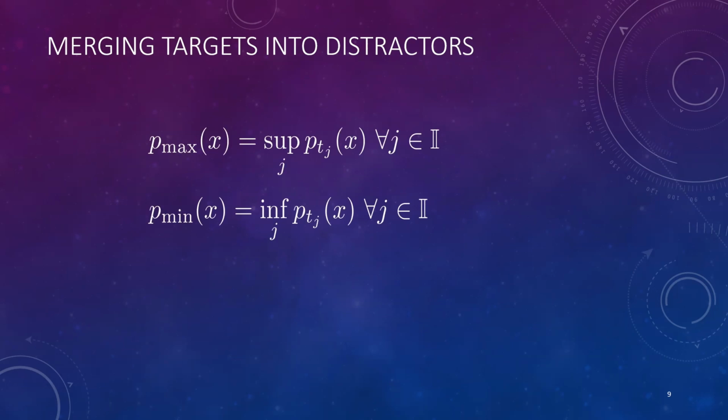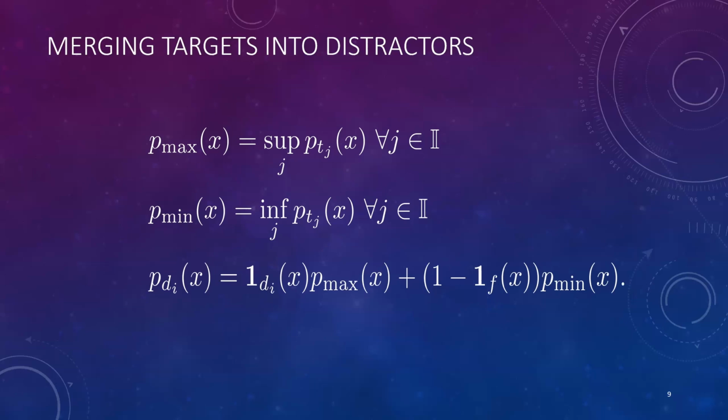Now we want to merge probabilities from multiple targets. In each pixel, we let the most confident target classification set the confidence for the distractor. This is done with a Pmax function. PTJ is the per pixel probability of target J. Similarly, we get the most confident background probabilities with a Pmin function.